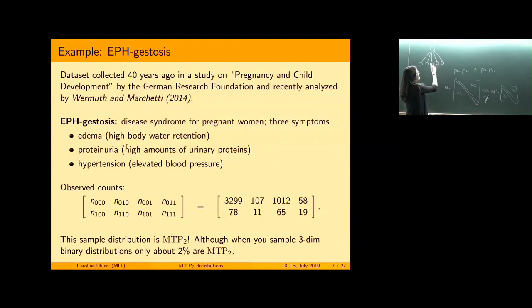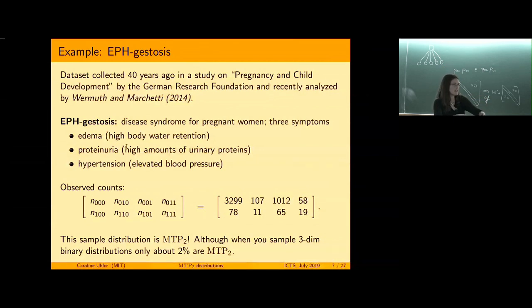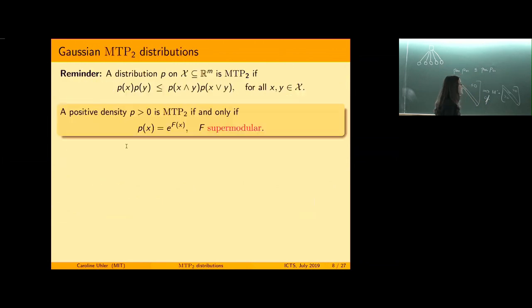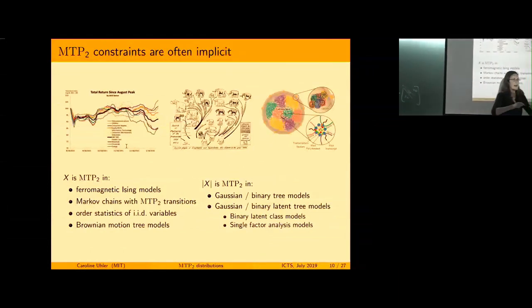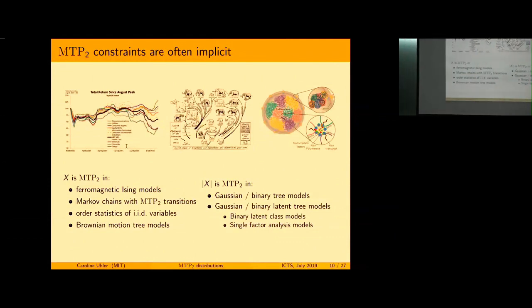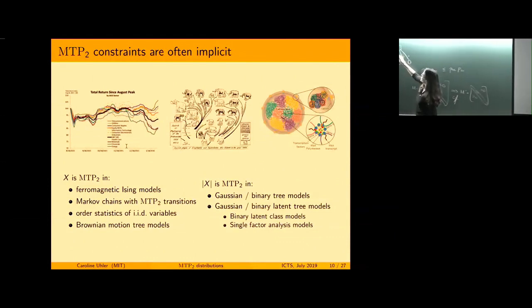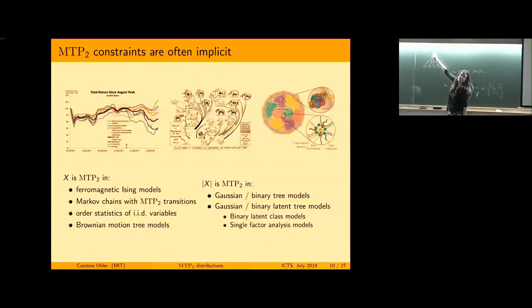And why up to sign? Well, because for these symptoms down here, maybe a low value means that I have a disease, or a high value means that I have the disease. So I might have to flip the signs, right? That's why I mean here that it's MTP2 up to trivial sign flips, to make things here have positive signs. I need to measure the symptoms so that a high value means that I have the disease.